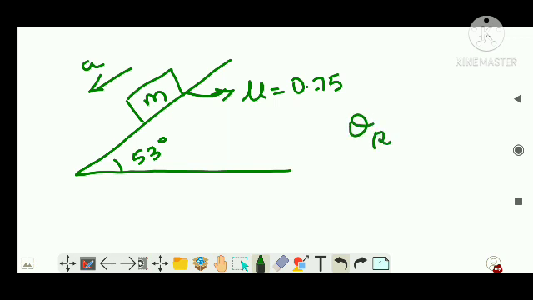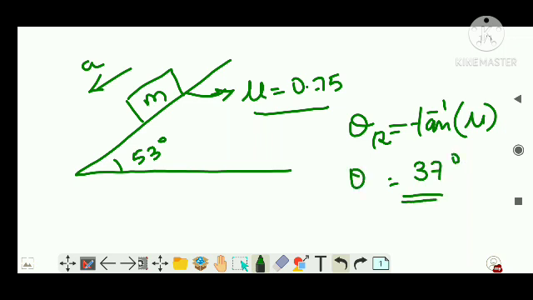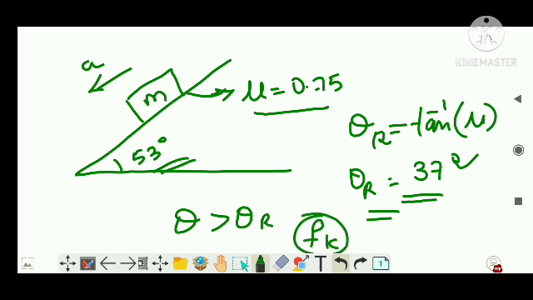You know theta r is equal to tan inverse mu s, but you are not specifically given it, so you just write mu itself. So tan inverse 0.75 means tan inverse 3 by 4, that is 37 degrees. That is the angle of repose. Now tell me whether the body will accelerate down or not. Yes, it will be accelerating downwards because the inclined angle is 53 degrees, which is greater than the angle of repose. When theta is greater than theta r, there is kinetic friction acting. So the kinetic friction will be in this direction.